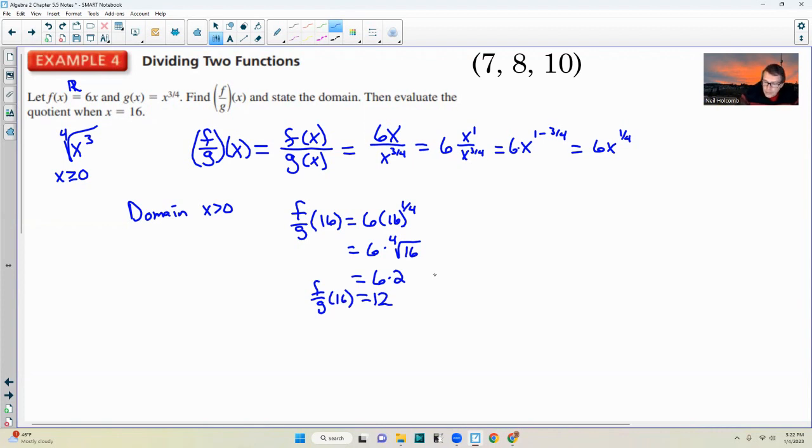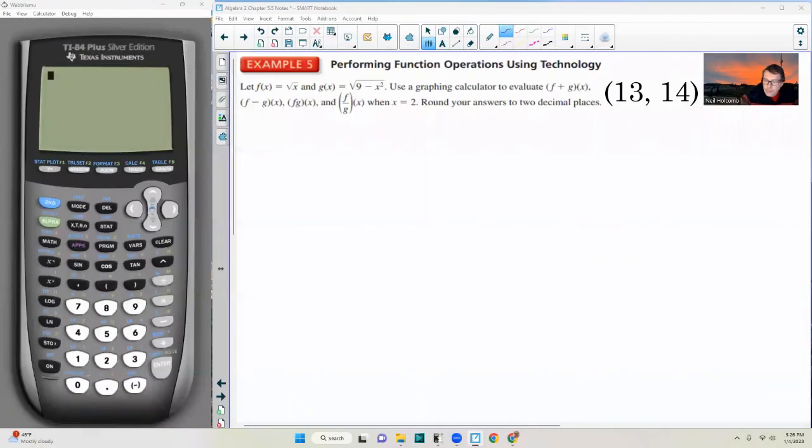Okay, so that's how you do division. Be careful with your domains, be careful with your rules. And that's how you divide two functions that are radical. All right, so after doing the multiplication example 3 and the division example 4, you should be able to do 7, 8, and 10 in your problem set.